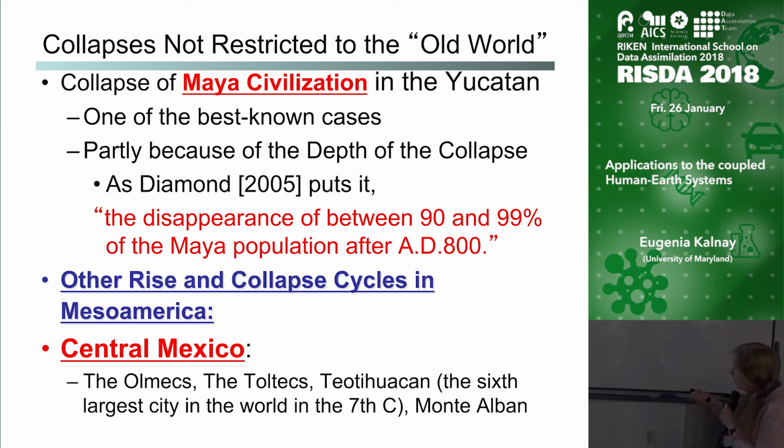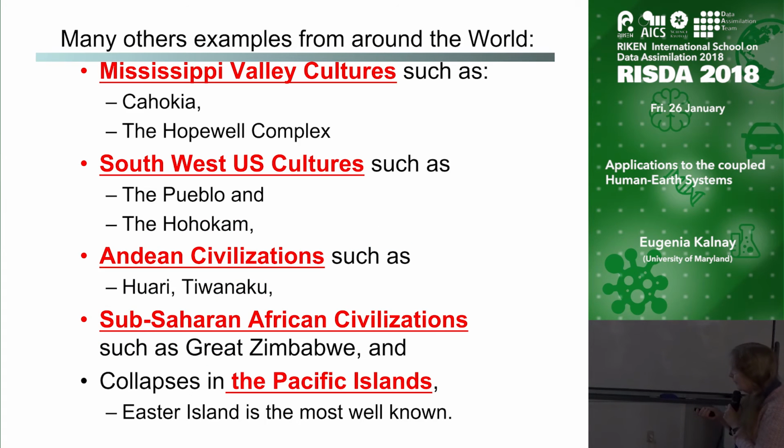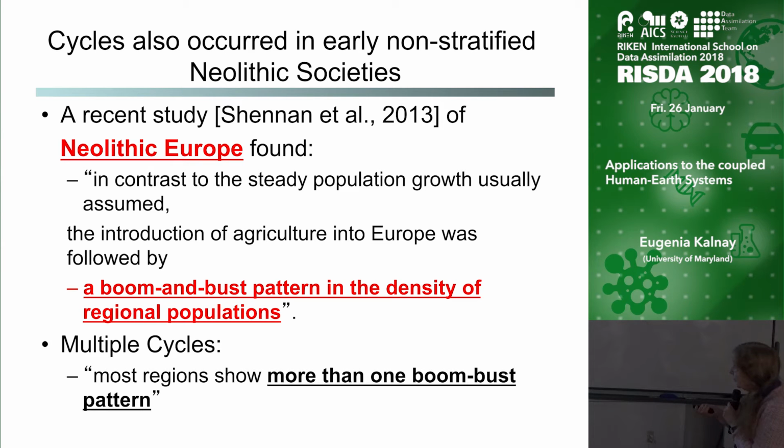And the same in the American continent, like the Maya civilization and many other ones. The Maya civilization collapsed. Between 90 and 99% of the Maya population disappeared, and many others. And cycles occurred even before agriculture, in non-stratified societies, because agriculture also brought social stratification.